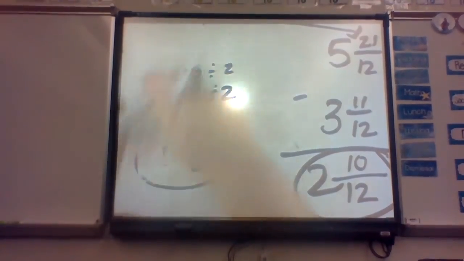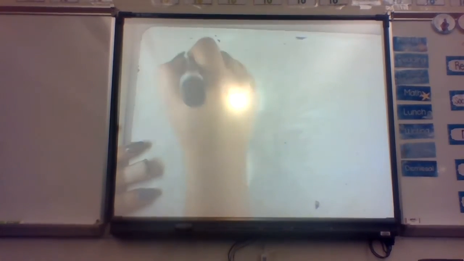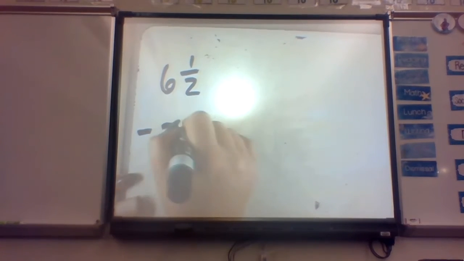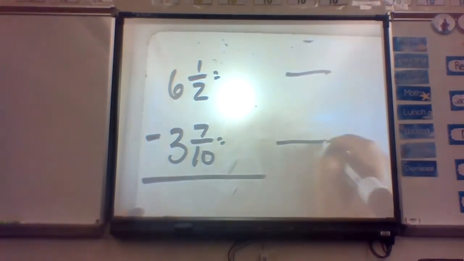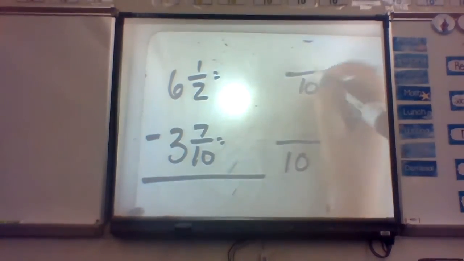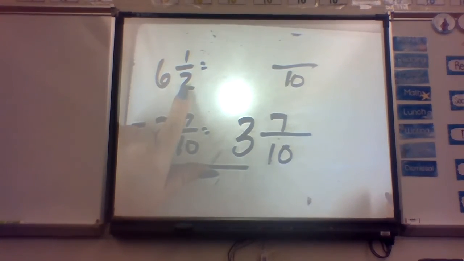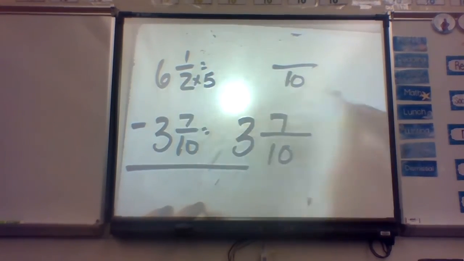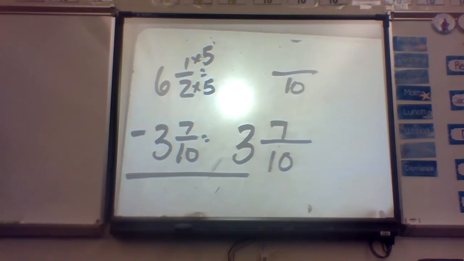Okay, let's try one more. The last one that you guys have on this page, that was number 14. Okay, let's see. We have 6 1/2 minus 3 7/10. What is my common denominator? 10. So this one just stays the same. How do I go from 2 to 10? Times 5. We don't need to shout out to other people.